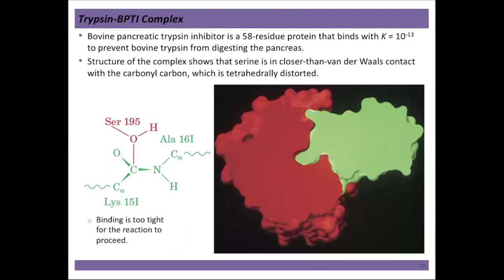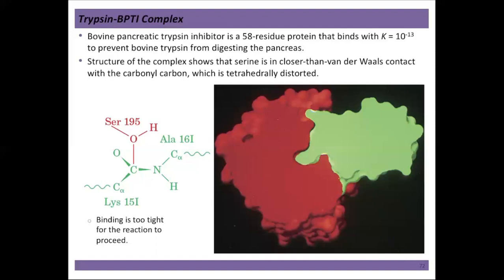Now, I asked you an earlier question about these trypsin and chymotrypsin. These digest proteins. Well, if trypsin and chymotrypsin and all these other ones are proteins, why don't they digest themselves? Well, it just happens that there are inhibitors that will bind in there. And so this is an inhibitor that's actually a protein. It is called the bovine pancreatic trypsin inhibitor. It's a 58 residue protein, binds with very high affinity, and essentially prevents the bovine trypsin from digesting the pancreas.